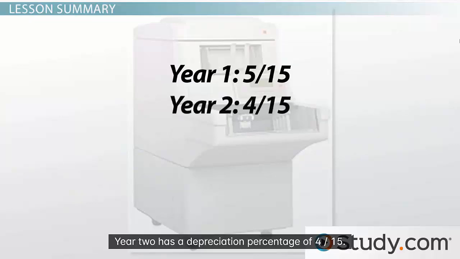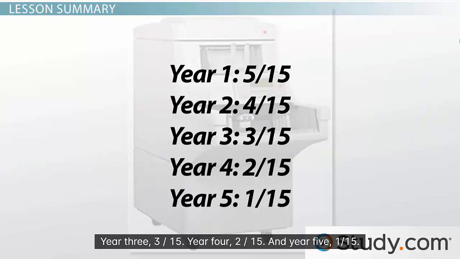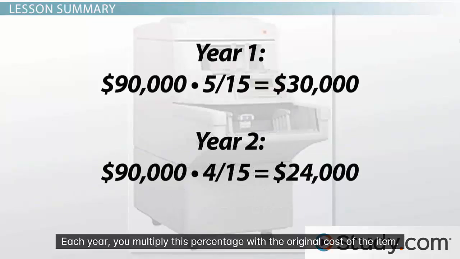Year 2 has a depreciation percentage of 4 over 15. Year 3, 3 over 15. Year 4, 2 over 15. And year 5, 1 over 15. Each year, you multiply this percentage with the original cost of the item.